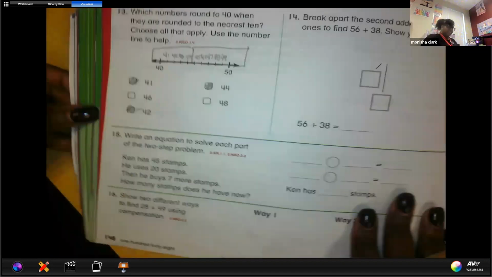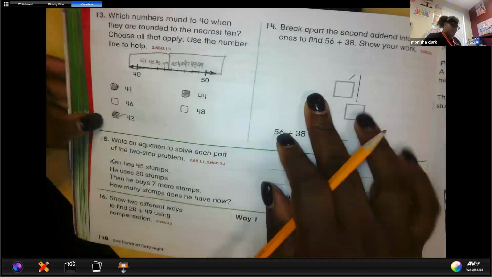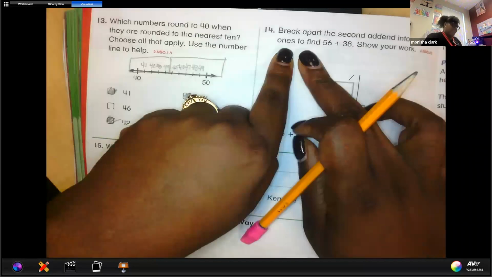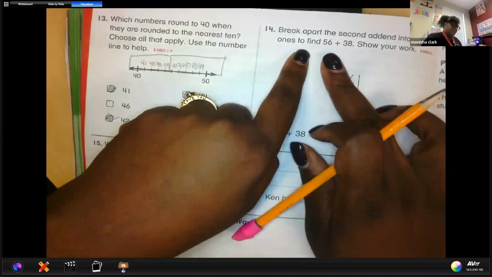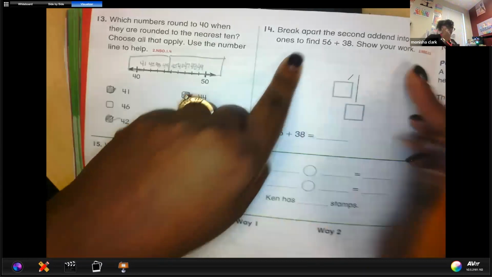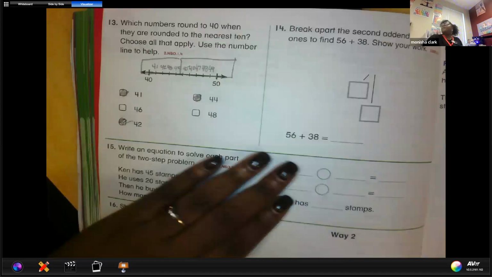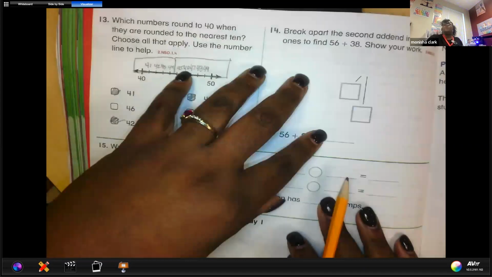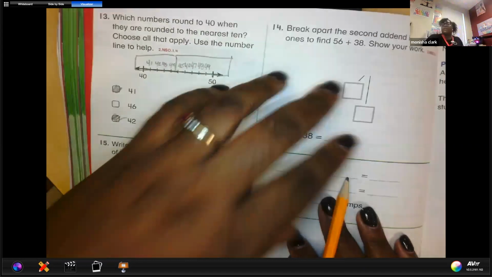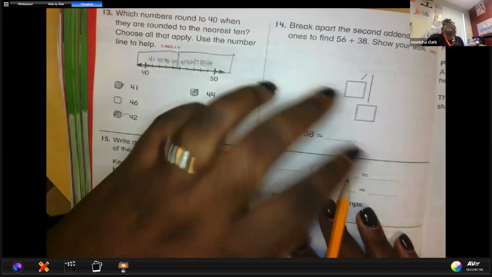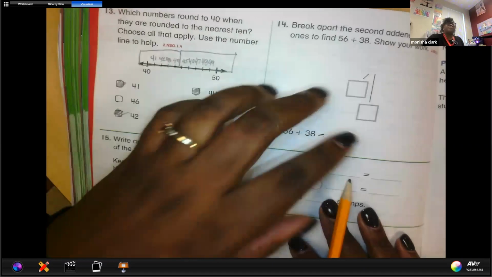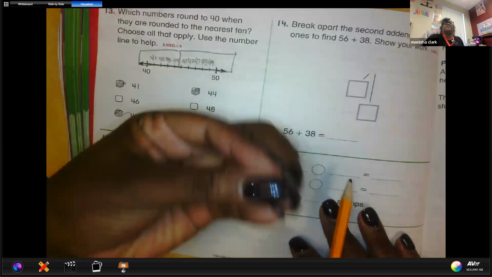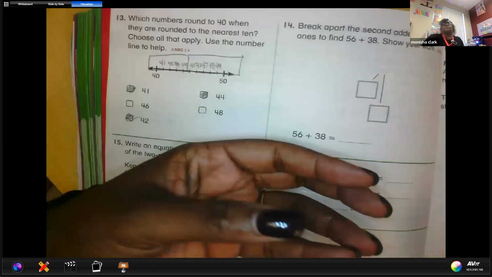Okay, question number 14. Break apart the second addend into tens and ones to find 56 plus 38. Show your work. So this is what I'm talking about. Now look at how it has taken this and broke it apart. You have to know what to do here. If you do not understand the mechanics of the adding and you simply add, you can't get this question right.